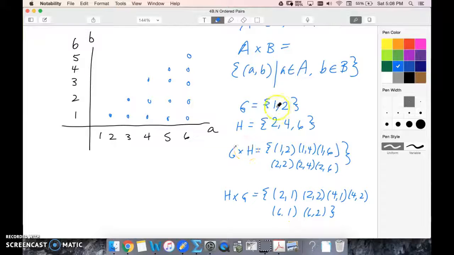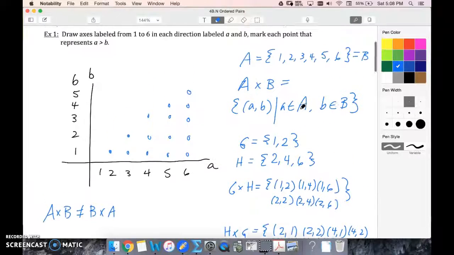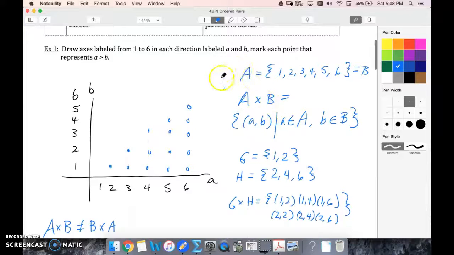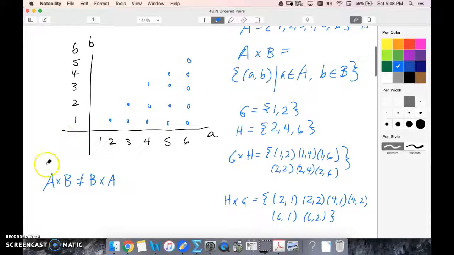So in general, A cross B is not equal to B cross A. In our case here, they would be the same because A and B are exactly the same. So really, A cross B is the same as saying A cross A here because A and B are the same. But in general, A cross B and B cross A are not the same. All right, so back to our example here.